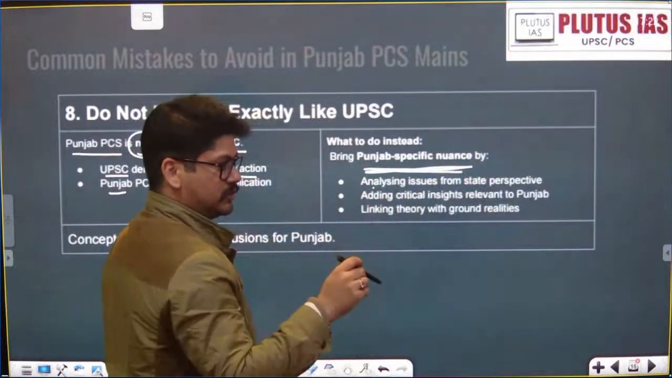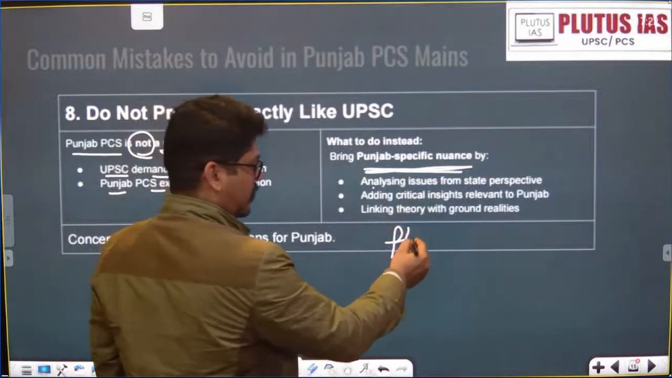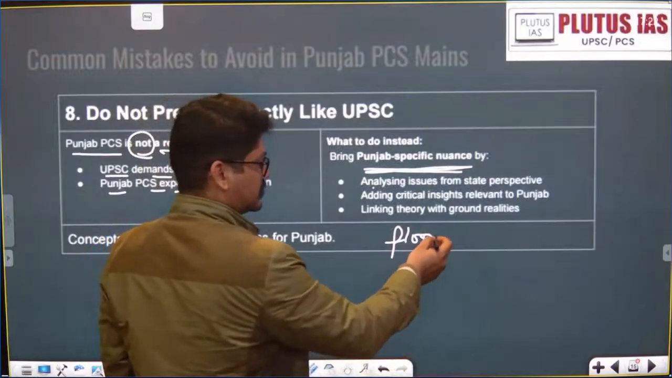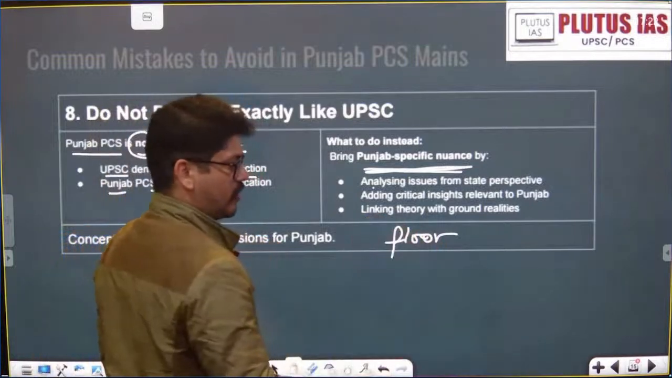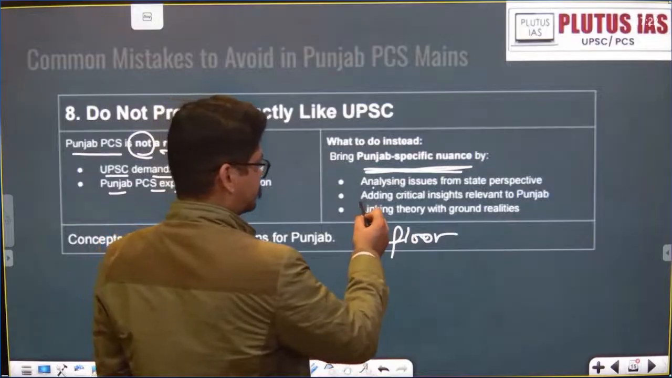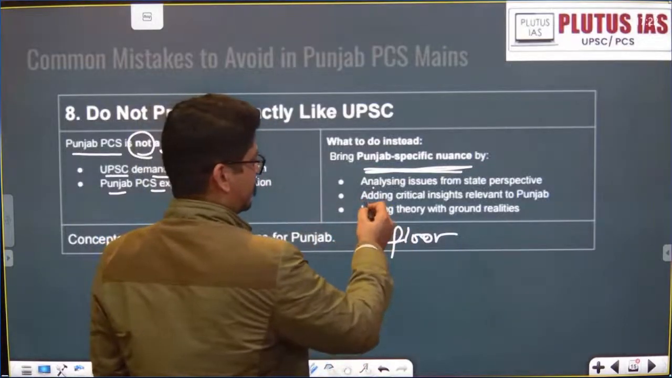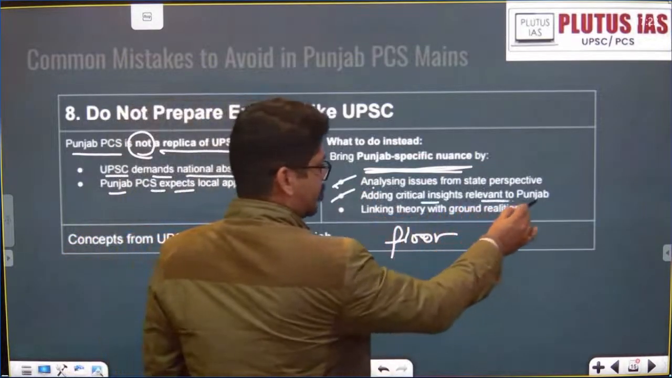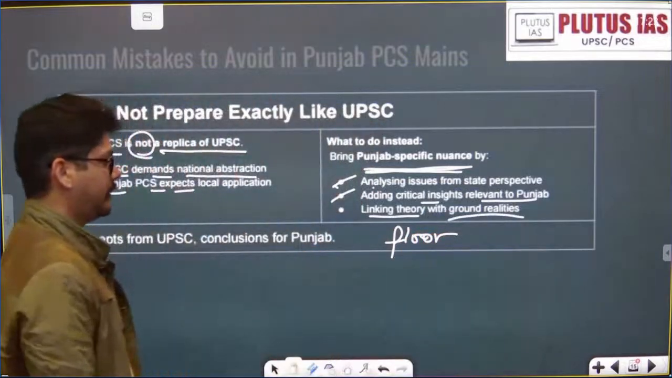Analyze the issues. Suppose a question comes in GS3 disaster management about floods. Write a line or two about the Punjab flood. What happened? The economic losses, how things went haywire, what the government did, what non-government organizations did. Write a few lines about that. This will actually give you Punjab specific data, that edge to your answer. Add critical insight relevant to Punjab, linking theory with ground realities, right?